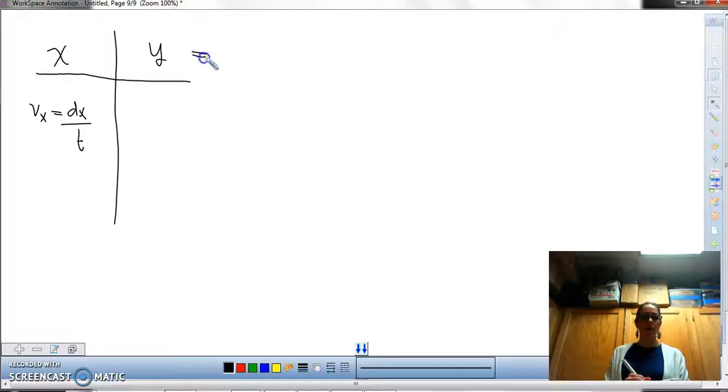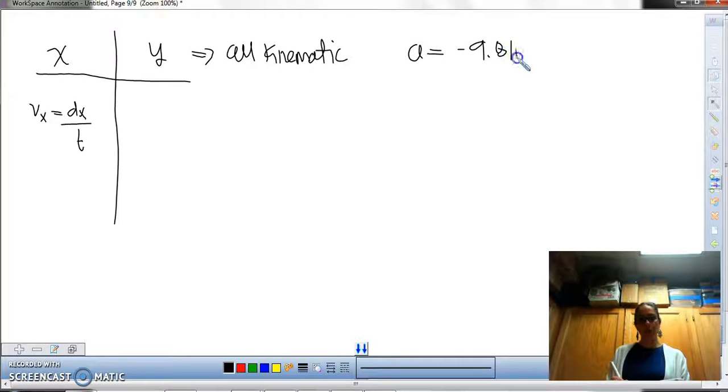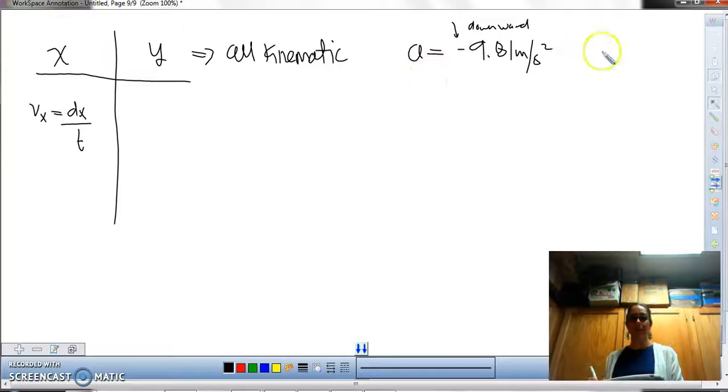For y, all kinematics, because there is an acceleration in the y direction, and for all projectiles, acceleration is going to be constant. The negative refers to the downward direction of the acceleration. So a is the same. That's a given value in all of these problems, which is really helpful because even though we feel like we have no information, we do, we have that.